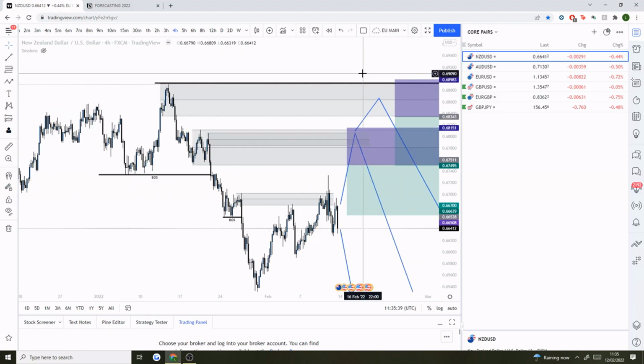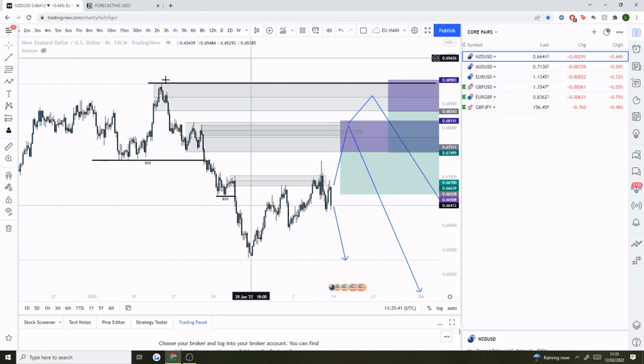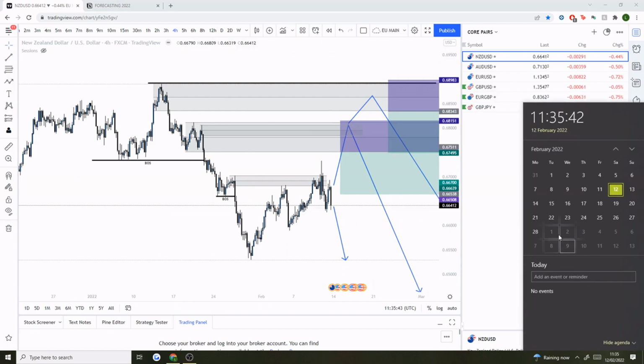So today I've just jumped on to do my weekly forecast, and this will be the weekly forecast for the week commencing the 14th of February and ending the 18th of February.